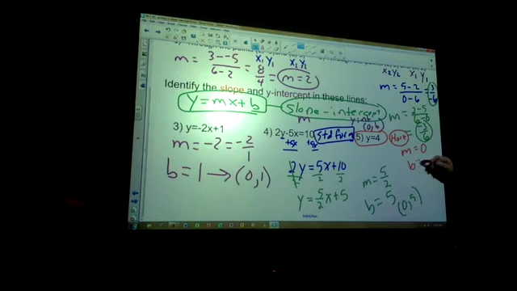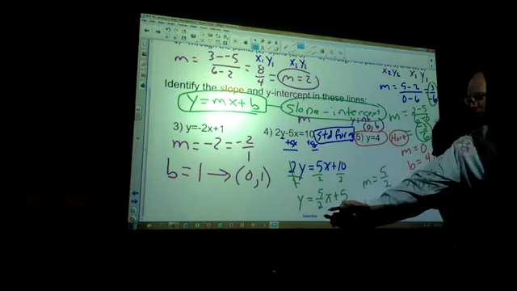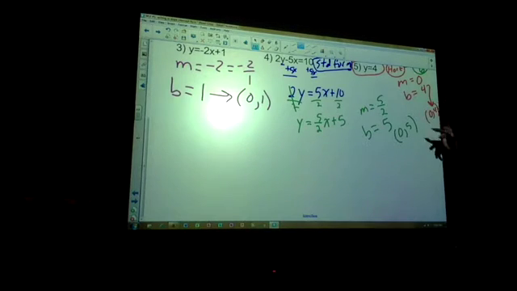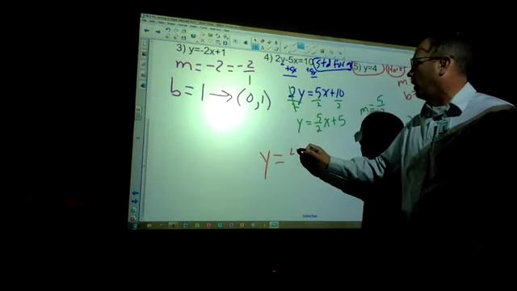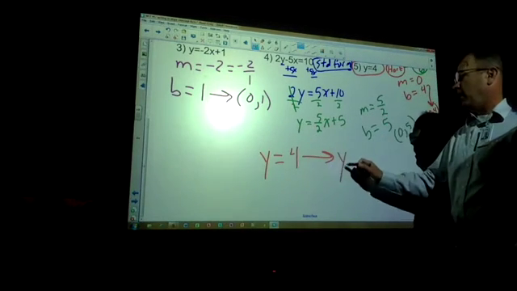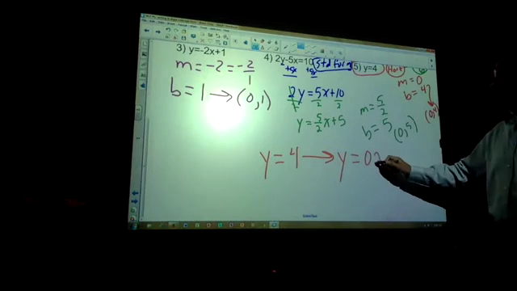What is my b value here? 4. And so what's my point? 0, comma 4. All right, let's extend this a little bit. So y equals 4. Let's investigate this for a second. Y equals 4. Is this the same thing if I were to say this?